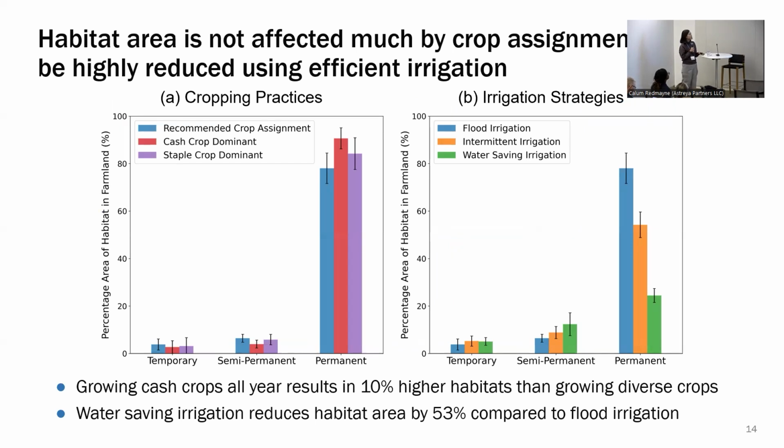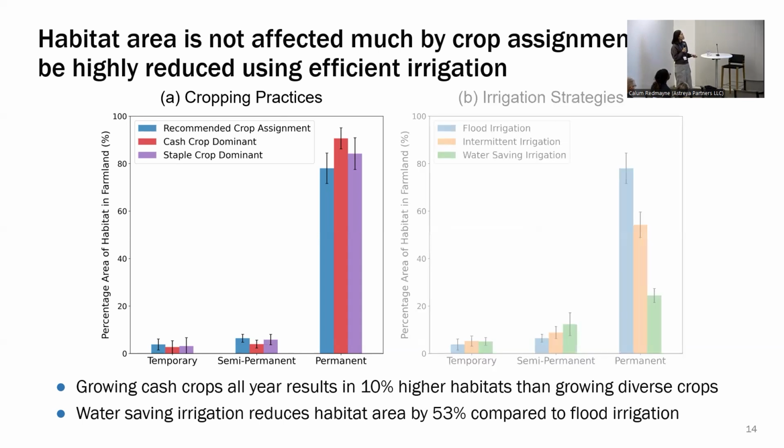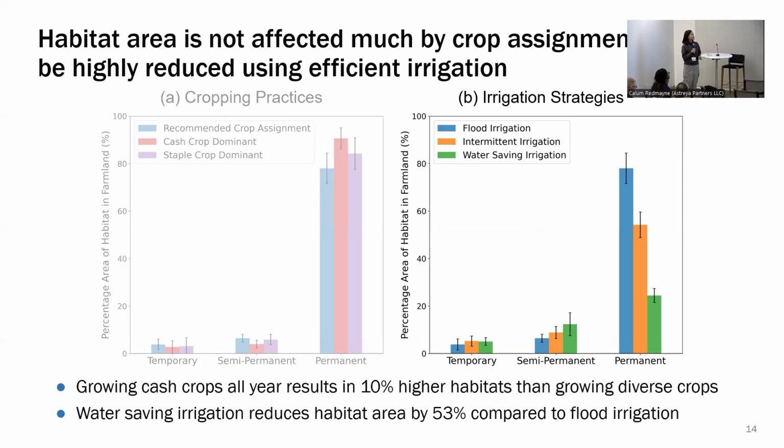Here we show the habitat comparison for the second group of scenarios in figure A and the third group of scenarios in figure B. In figure A, we found that the habitat area in the cash crop dominant scenario is the highest compared to the recommended crop assignment scenario by about 10%. In figure B, using intermittent irrigation reduced the habitat area by about 23%, and water saving irrigation significantly reduced the habitat area by 53% compared to flood irrigation. So evidently, changing cropping practices does not affect habitat area by much, but efficient irrigation can have a much bigger impact.